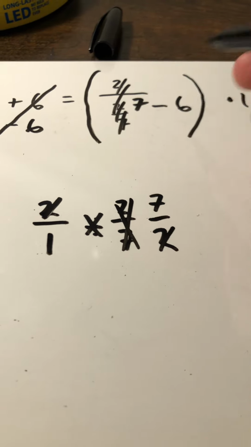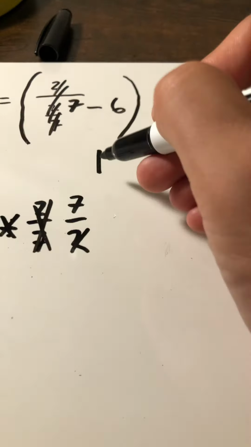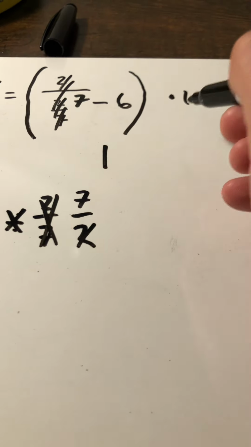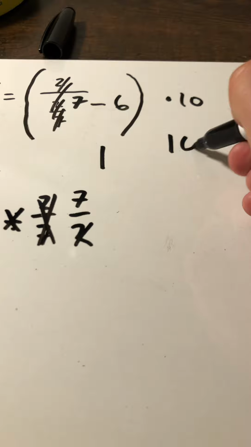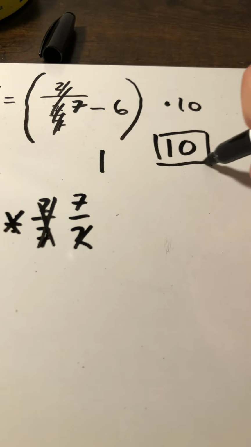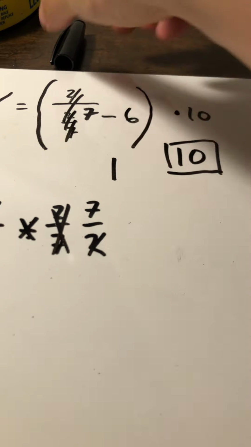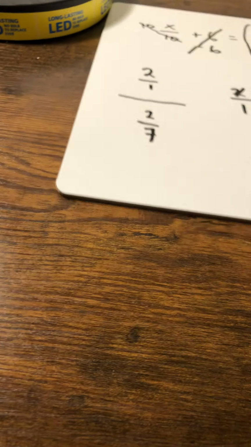7 minus 6 is 1. 1 times 10 equals 10. So the final answer for this question is going to be 10. Next question.